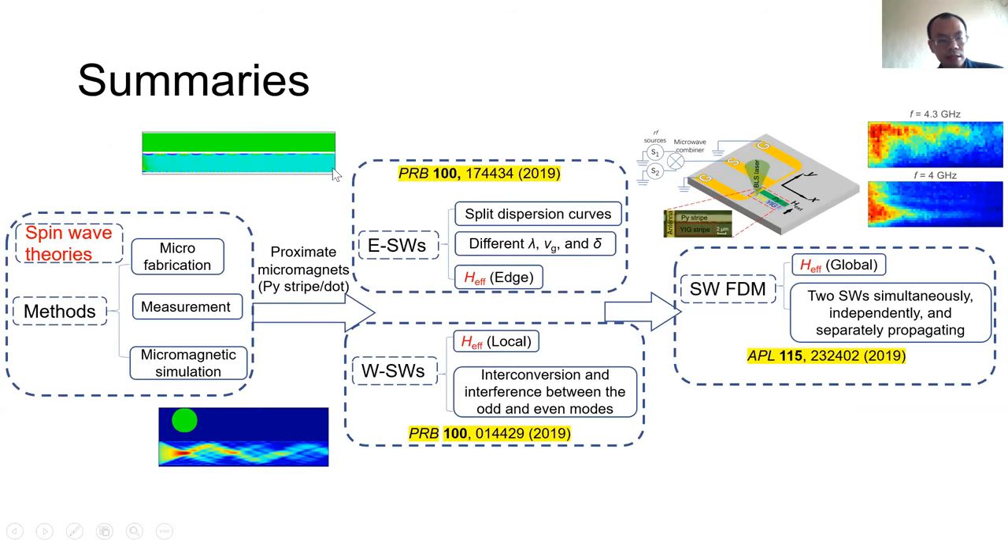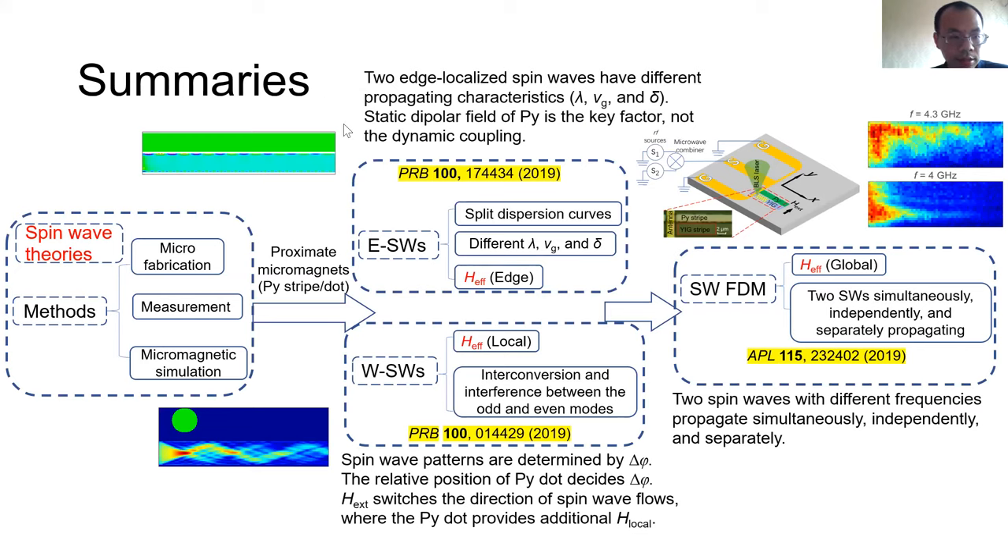To make a summary, firstly I started from Newton's second law and talked about some spin wave theories, and used this method to do this research. What I studied is all about the effective magnetic field inside the magnetic structures I'm interested in. Many other effects, I would think, can be predicted using this theory.